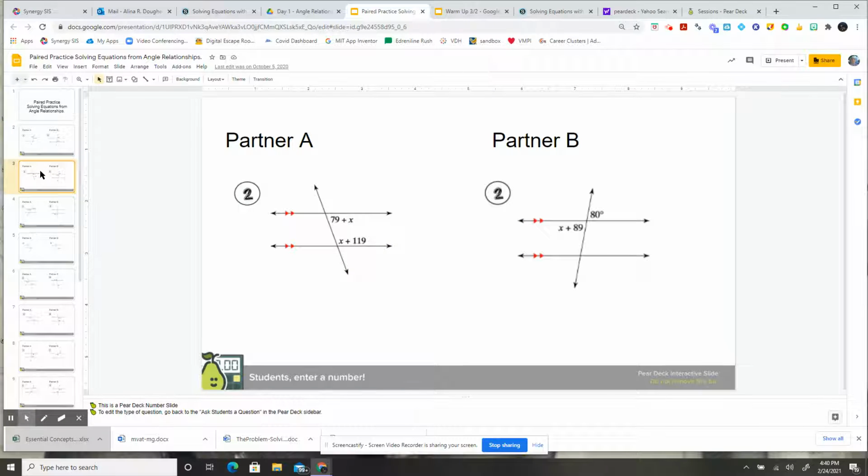So in question number 2, you're going to do the problem on the right. I'm going to do the problem on the left. You have vertical angles and I have same side interior. So we're going to do two totally different things here, but we should come up with the same answer.